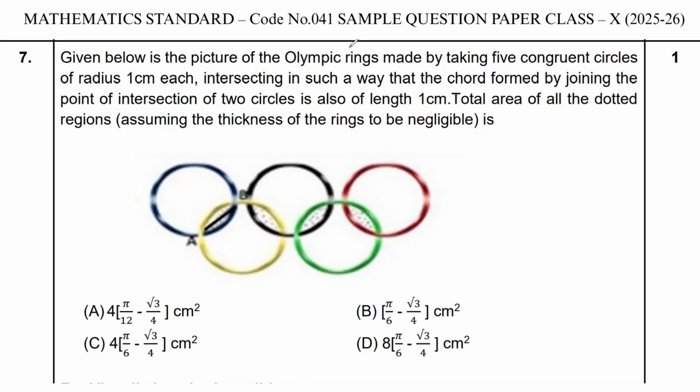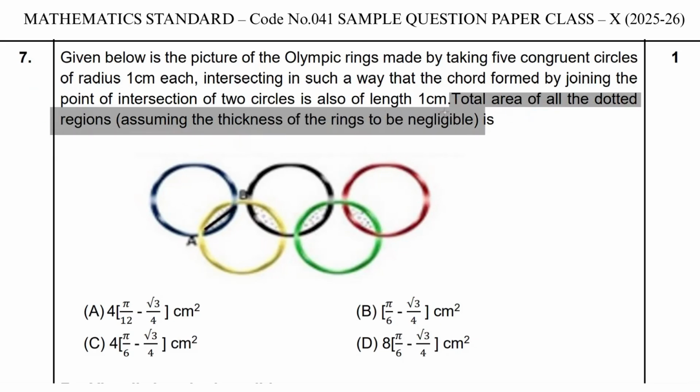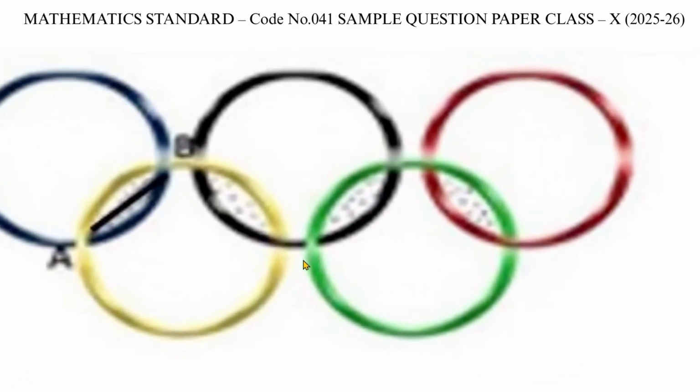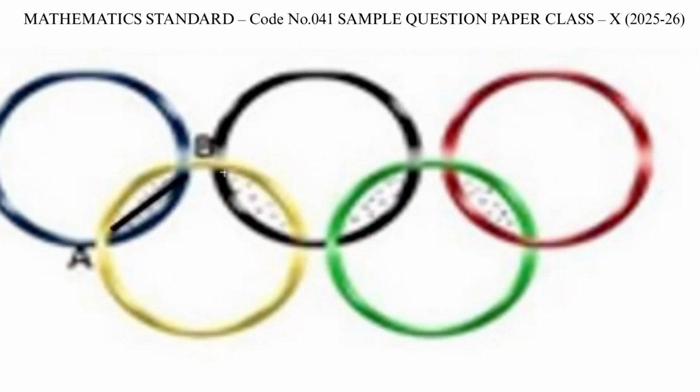Now, if I read the next part, further it says, the total area of all the dotted region is what we have to find out. Let me magnify this part to understand properly. If I draw a chord over here, what you can see is that this is actually 2 segments. How do I get that? Look into this. If I shade this one, this is nothing but the area of a segment.